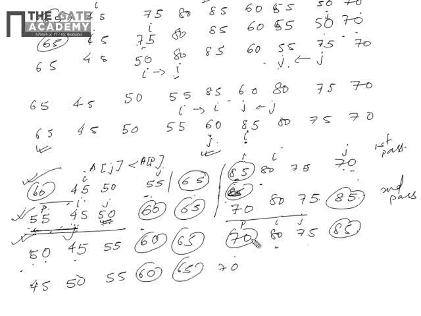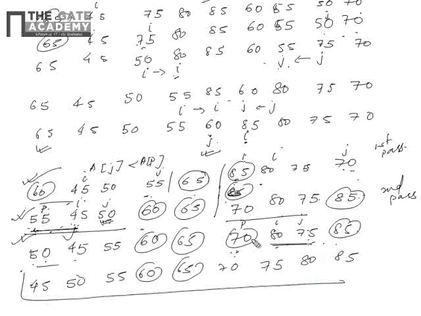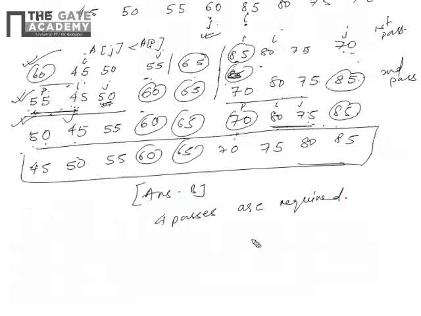Now you see these two values: j is greater than the pivot element, but I is less than j. So this condition is satisfied, and we have to swap these two elements. This will be the final pass, that is the fourth pass. So four passes are required for quick sort of this given array. The answer will be B: 4 passes are required. Thank you.